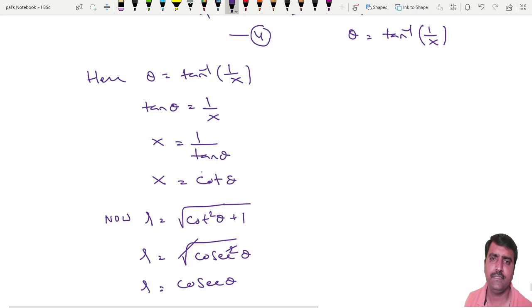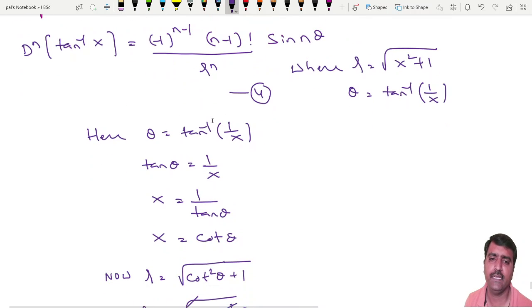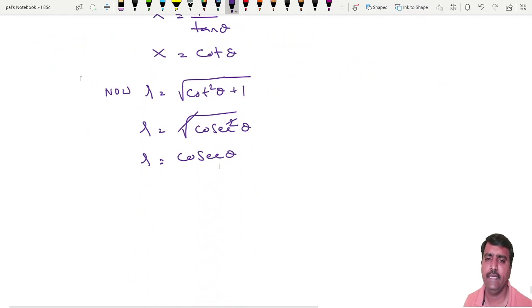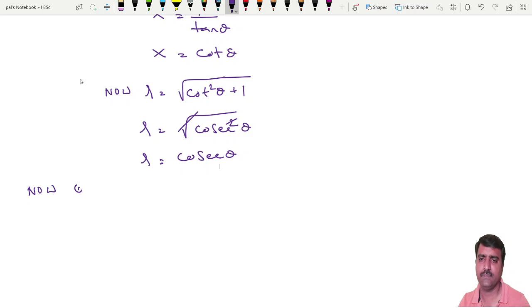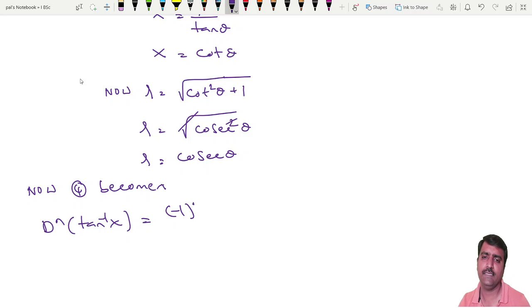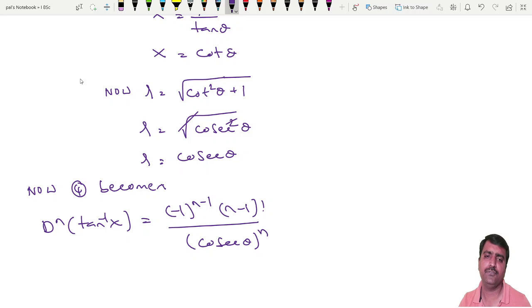So now equation 3 becomes equation 4. If you substitute the same here, expression 4 becomes the nth differentiation of tan inverse of x is equal to (-1)^(n-1) (n-1)! by r, where r is cosecant theta, that to the power n, cosecant theta to the power n.